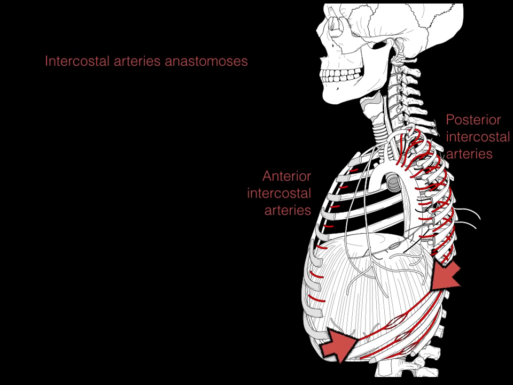Now, intercostal arteries form an anastomosis. What is an anastomosis? A connection. So you see these two red arrows showing an anterior and a posterior intercostal artery, and you see how they come together. They form these anastomotic connections where this can form collateral circulation.